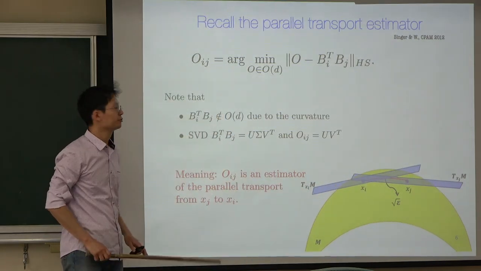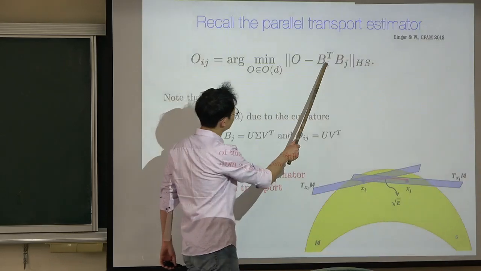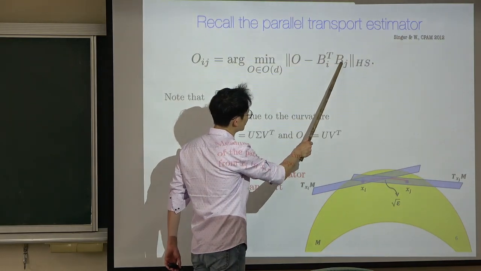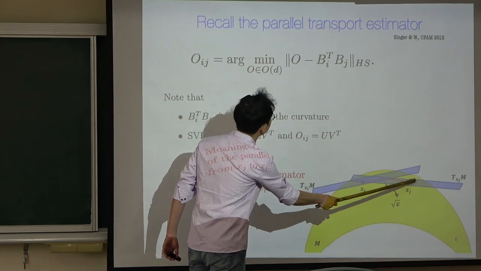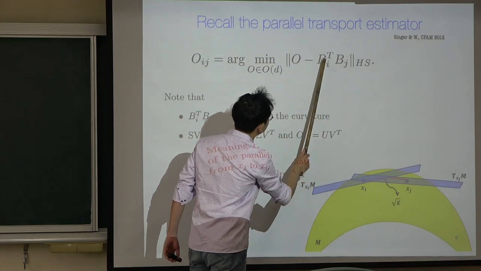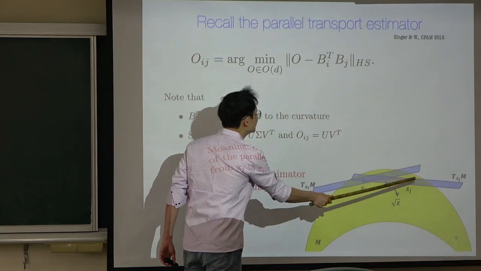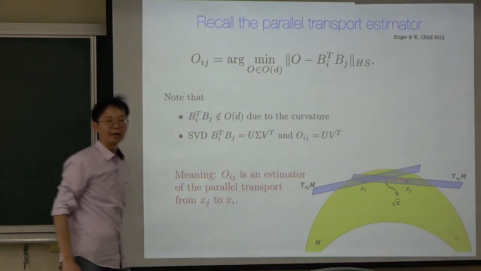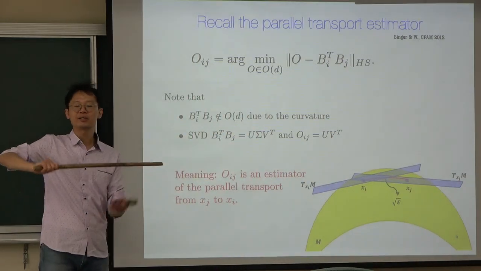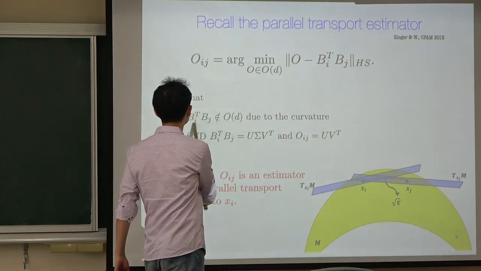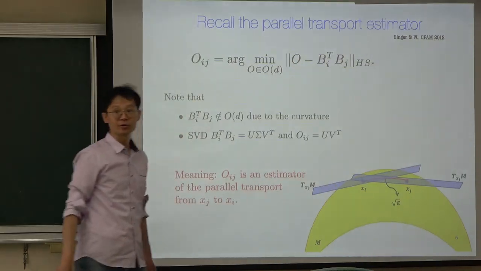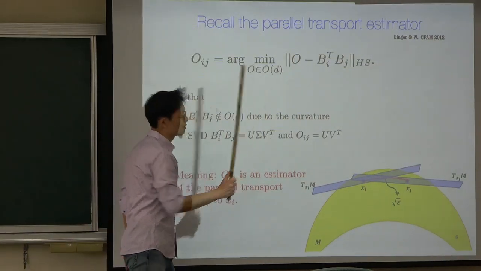And please go to lecture 4 for details. And now you have B_i^T times B_j. That is actually trying to project the basis you get in B_i to the basis of B_j. And this projection actually plays the role of rotation. But in general, B_i^T B_j is not orthogonal because you have curvature.